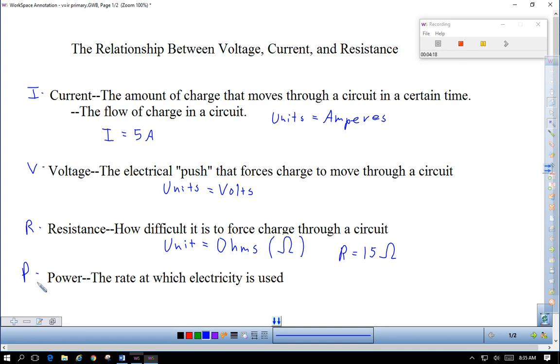Power is symbolized by P, and it is the rate at which electricity is used. Does anyone in the audience remember what the unit is for power? That's right, it is watts. And so the unit for this is watts, which of course is symbolized by a capital W.